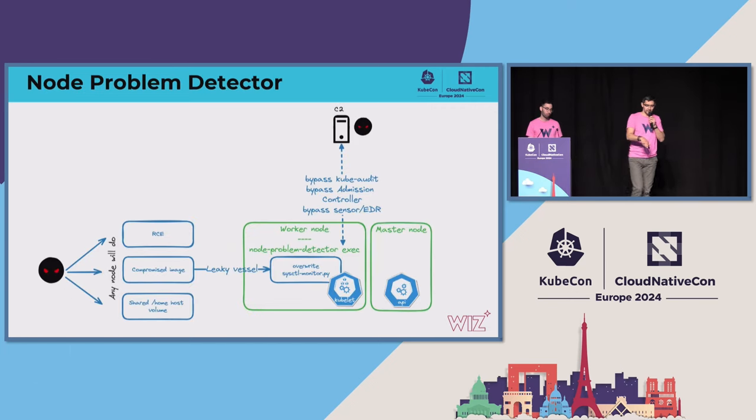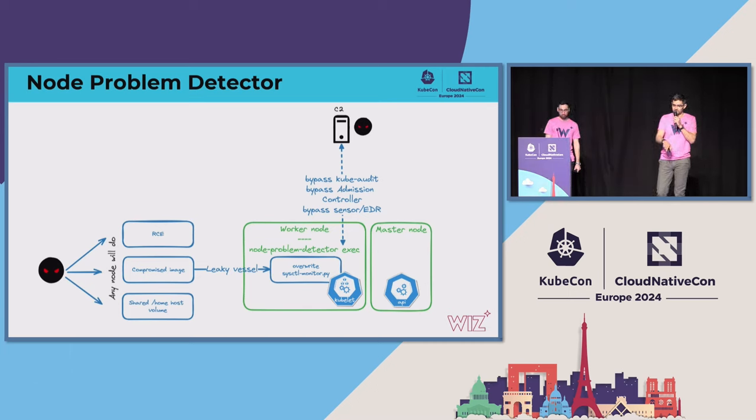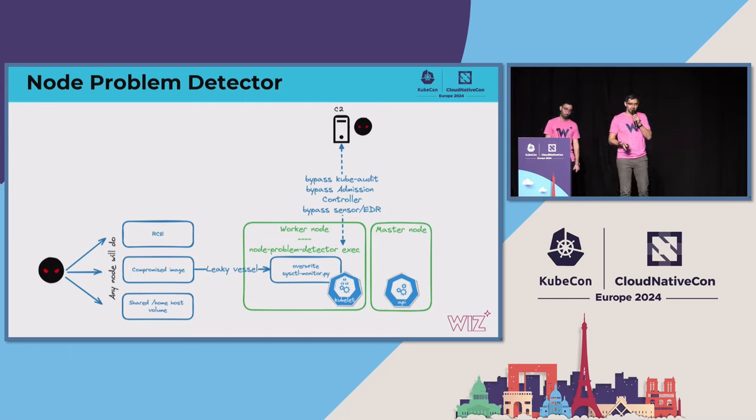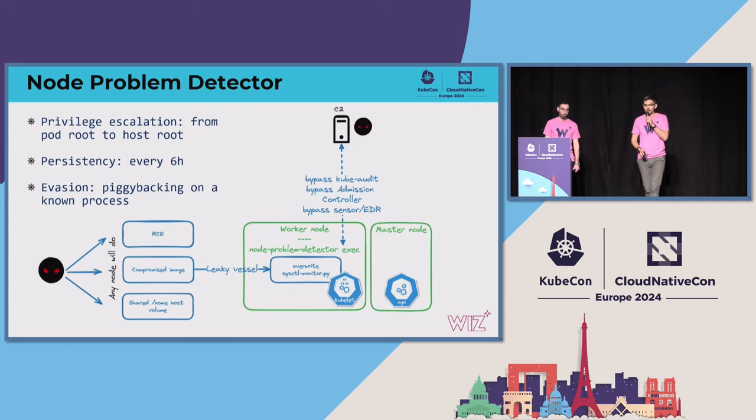So now we can put together the attack chain. The attacker uses a compromised image, poisoned image, you name it, and uses Leaky Vessels to escape onto the node. We overwrite, as attackers, the CCTL monitor Python, and we let node problem detector pick up the new Python and execute it. The new Python will communicate with the C2 server. What will we achieve by this? We'll bypass kube-audit. We'll bypass the admission controller, of course, because we're not going through the Kubernetes API access. That one is blind to our actions. We'll probably bypass the sensor, the EDR solution. Why? Because we're piggybacking on a known process. Privilege escalation, persistence, evasion. OK, let's see this in action.